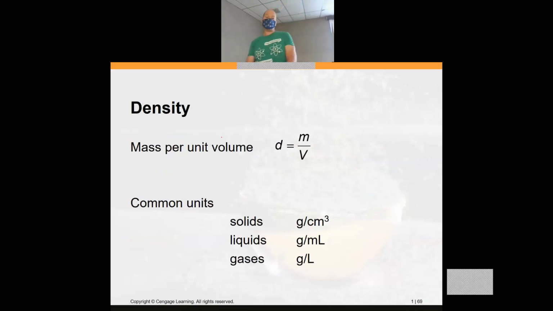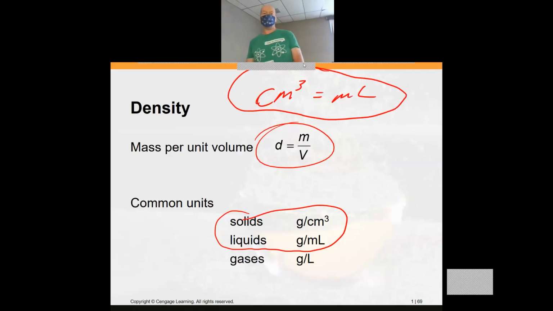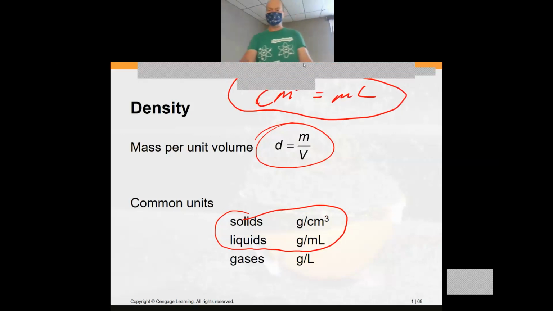All right, so again, density, lots of density questions, mass over volume for solids and liquids, which we did in lab. We have it in grams per centimeter cubed or grams per milliliter, and that is the same thing. A centimeter cubed is equal to a milliliter. You need to know that. You must know a centimeter cubed is exactly the same as a milliliter.